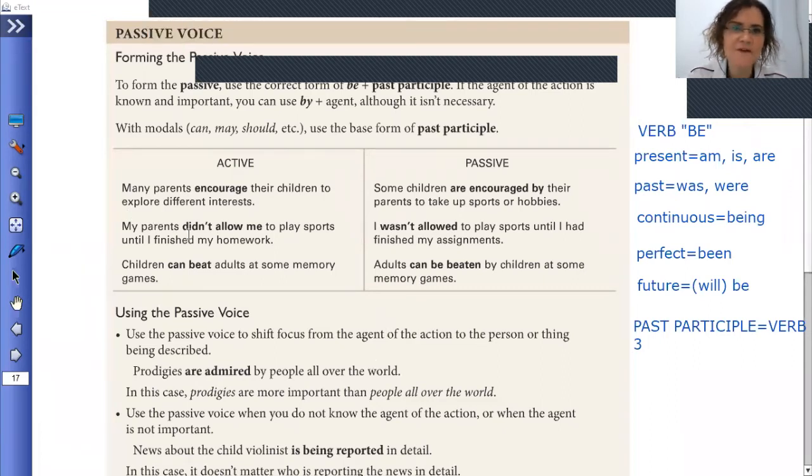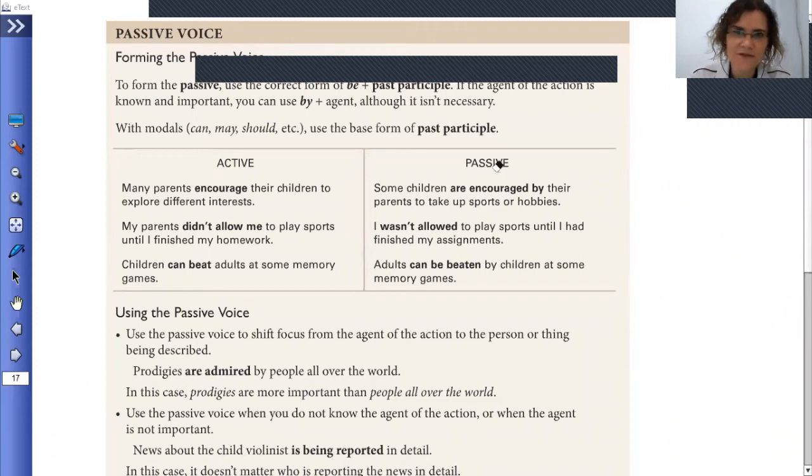Now here, for example, my parents did not allow me to play sports. That is the past tense, so you either use was or were. In this case, I was not allowed, you see? But which one you use depends. If it is I, it is am; if it is he, she, it, it is is; if it is we, you, they, it is are. Was is singular and were is plural. So it depends a little bit. Does that make sense? Awesome. Then I'm going to delete this right now because I don't have enough space. I'm going to give you a clear example by writing it down here.